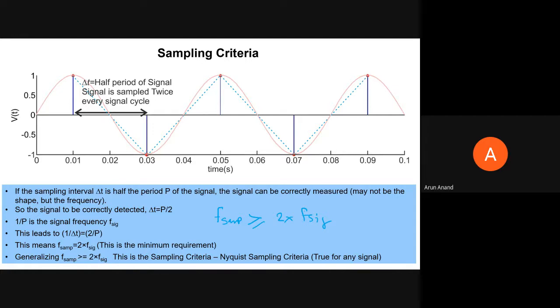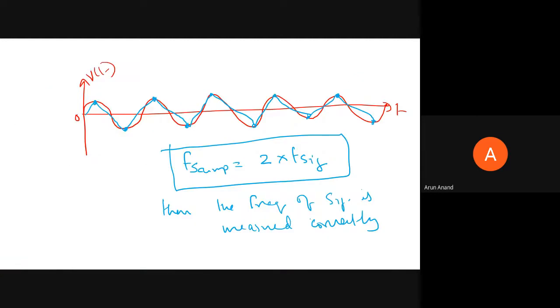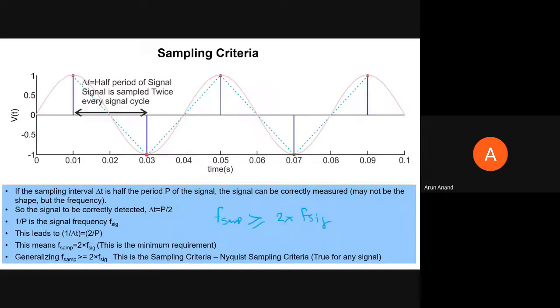Of course, the shape may not be available, because you can see here, instead of a sine wave, you are seeing a triangular wave, right? So if you want to correctly measure the shape, you will increase the number of sampling points. That means you are increasing the sampling frequency, maybe 10 times in a cycle. So you will be able to see the shape better. So that is why this condition, if your sampling frequency is greater than or equal to twice the signal frequency, then your signal is sampled correctly.